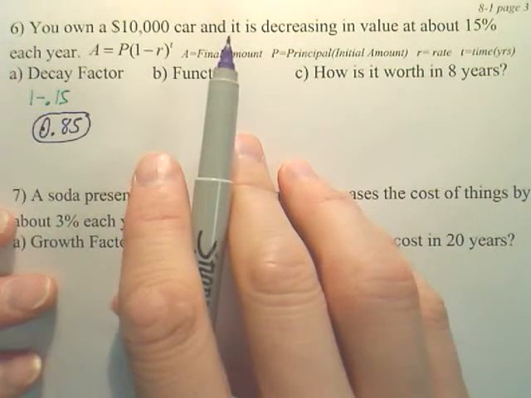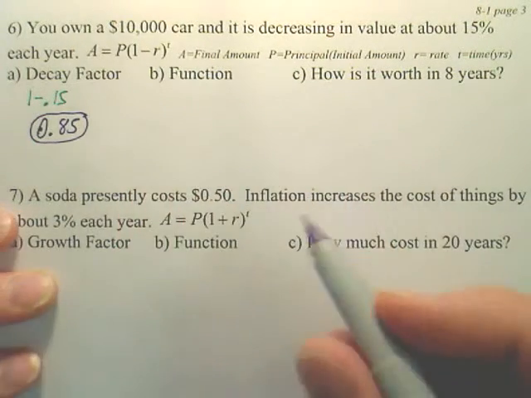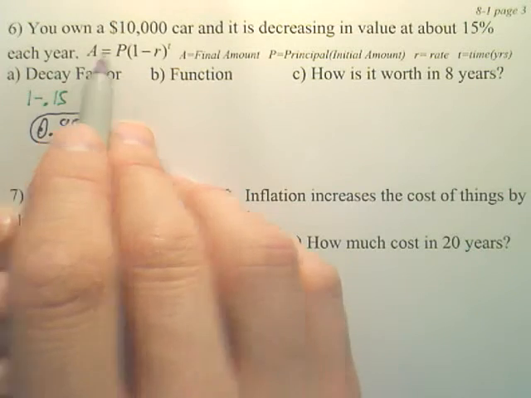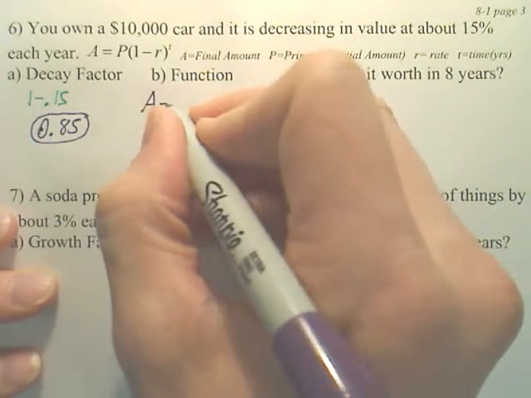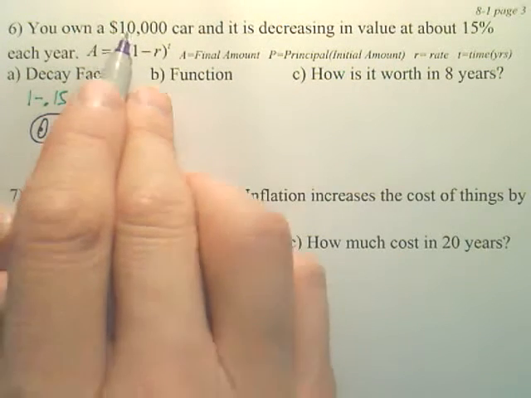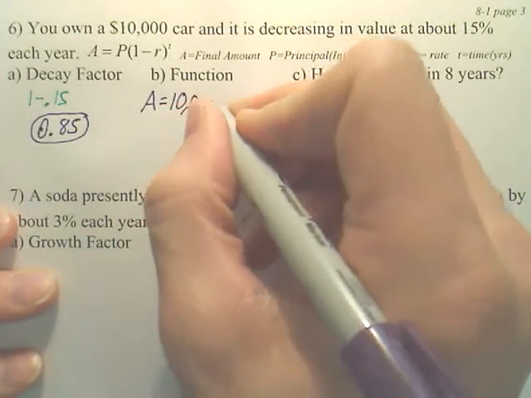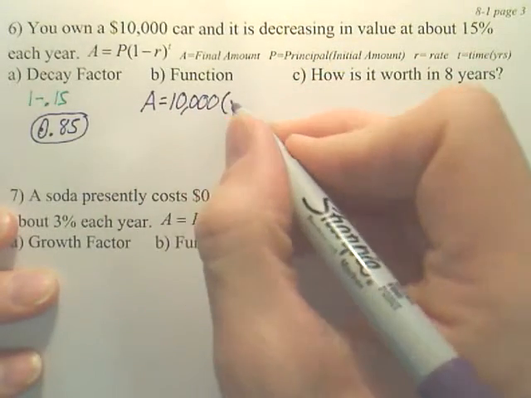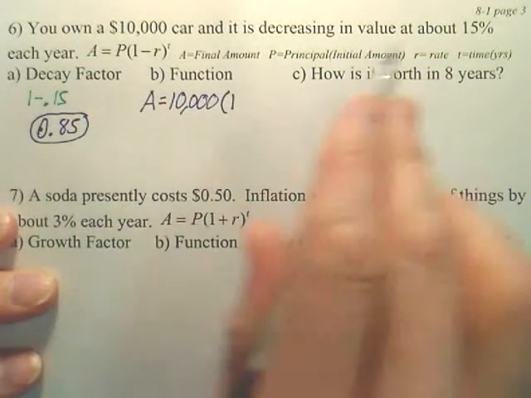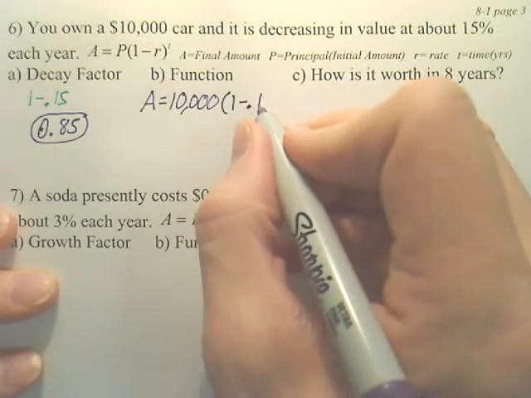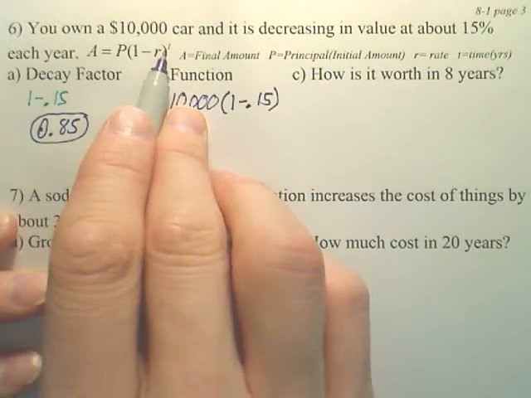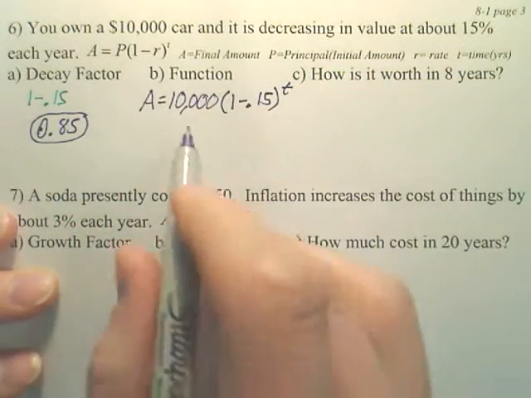Now, I want to make a function, an equation that will tell me information. So, looking at this, do I know my final amount? No. So that's A. Do I know my principal? Do I know my initial amount? Is that given? Yes, 10,000. Okay. Do I know my rate? Yeah, isn't it 15%? And do I know my time? No. There's my function.